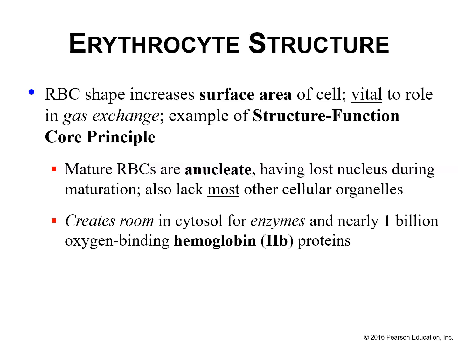Okay, so red blood cells, since they are anucleate, they're not going to live for but about 4 months. So they have to be completely degraded mainly by the liver and the spleen, and then more red blood cells made every 3 to 4 months. And that anucleate form also helps the red blood cell create room in the cytosol for many of the enzymes and the nearly 1 billion hemoglobin proteins that carry the oxygen to the tissues.